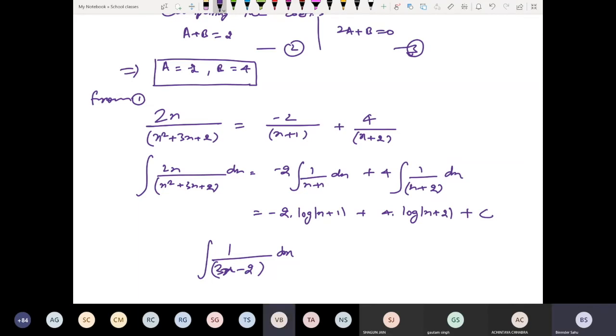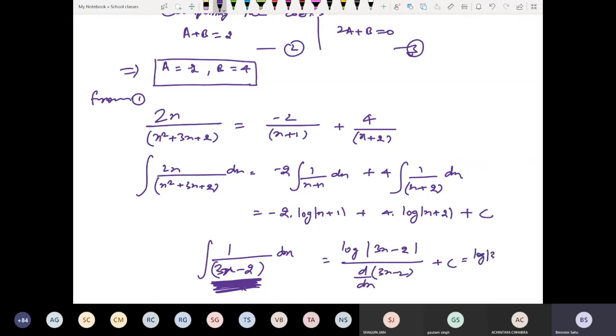Sir, 1 by 3, log of mod of 3x minus 2, divided by 3. Beta, do not forget to differentiate this in the denominator, as this is a linear function instead of x. It is not exactly 1 by x. So in that case, we always write in the denominator the derivative of that linear function. Okay, good. So log of 3x minus 2 divided by 3 plus c.